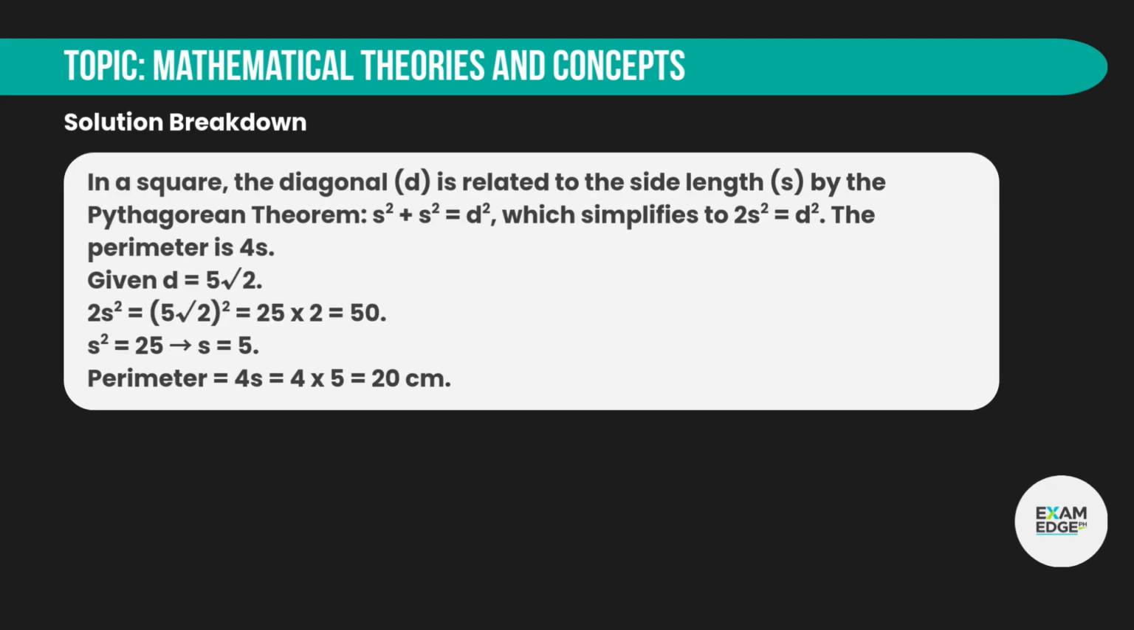Solution breakdown. In a square, the diagonal, D, is related to the side length, S, by the Pythagorean theorem. S squared plus S squared equals D squared, which simplifies to 2S squared equals D squared. The perimeter is 4S, given D equals 5 square root of 2. 2S squared equals (5 square root of 2) squared, equals 25 times 2 equals 50. S squared equals 25, then S equals 5. Perimeter equals 4S equals 4 times 5 equals 20 centimeters.